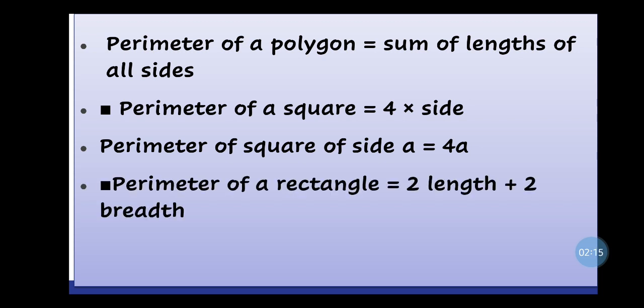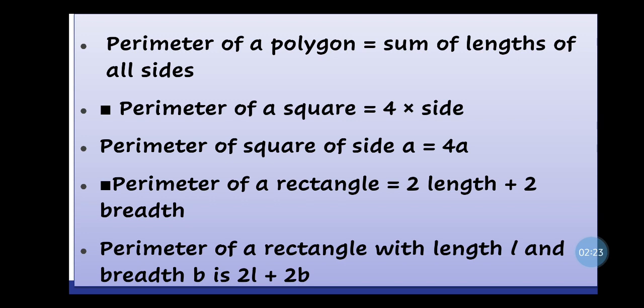Perimeter of rectangle is equal to 2 multiplied by length plus 2 multiplied by breadth. Perimeter of rectangle with length L and breadth B is 2L plus 2B. 2L means 2 into L and 2B means 2 into breadth.